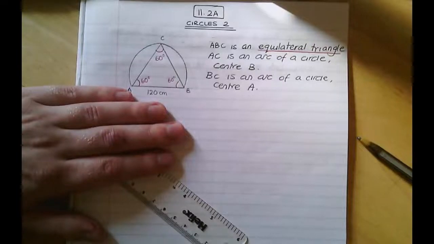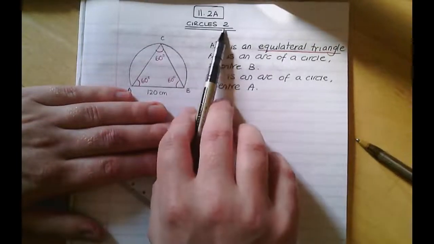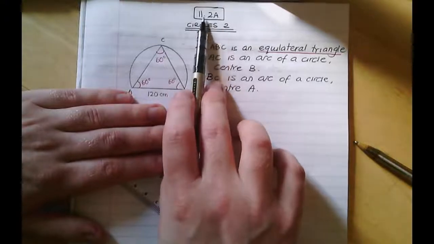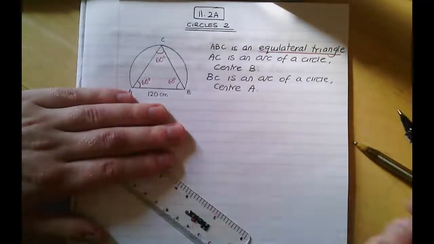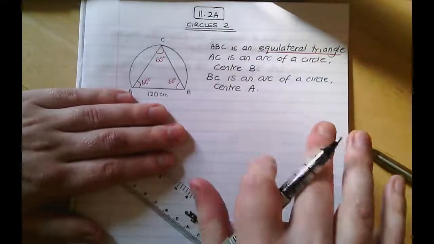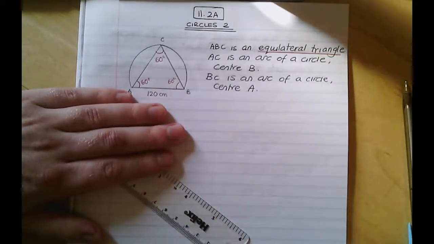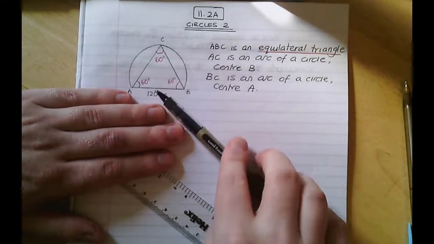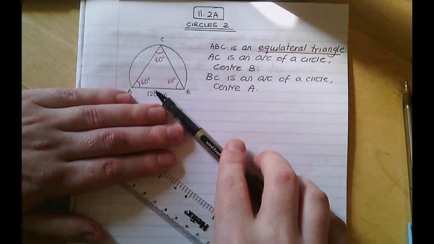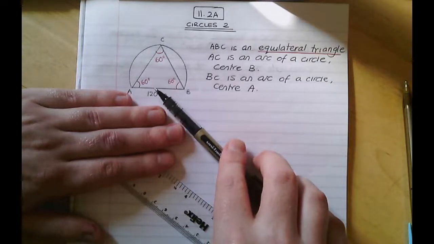Hello everyone. This is your second lesson on Circles 2, which is the application lesson, so 11.2a. So this is going to apply things that we did last lesson to do with semicircles and sectors and apply them to more real life scenarios. Now this is the first example in the book.